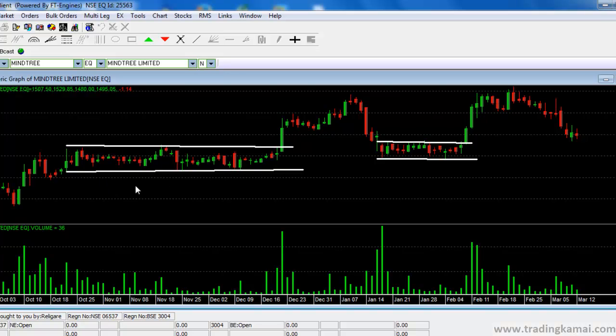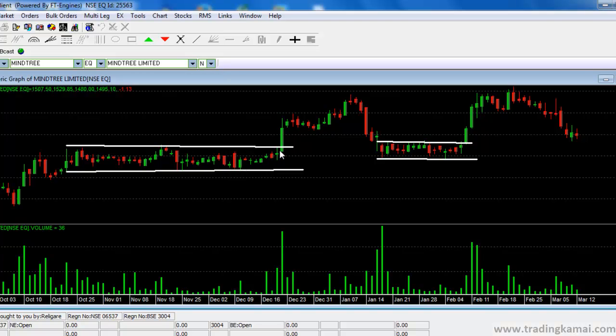So in other words, you can see over here, for example, in this Mindtree, the accumulation started on October 18th and continued till December 16th, right? In this phase, when the stock was moving in a range, the smart money was investing very gradually in these stocks. Okay.